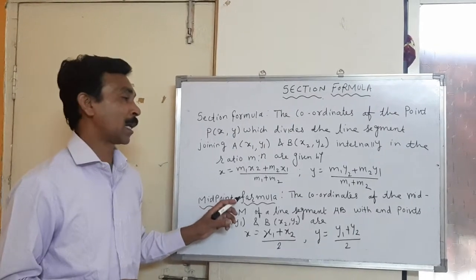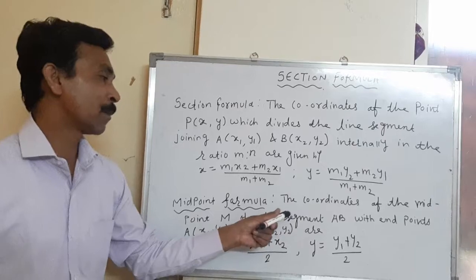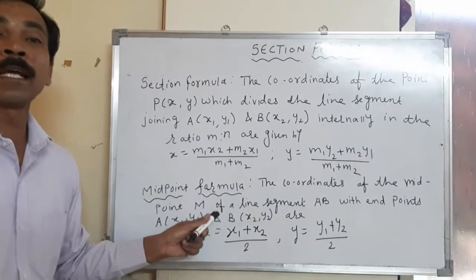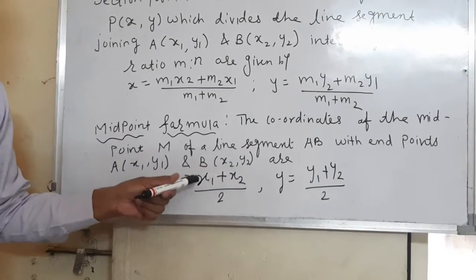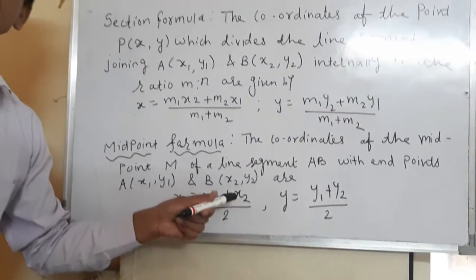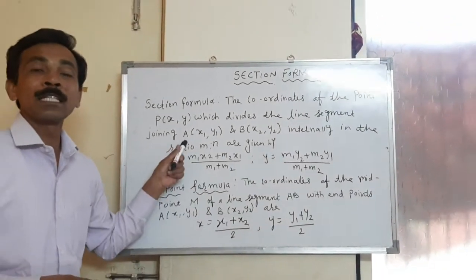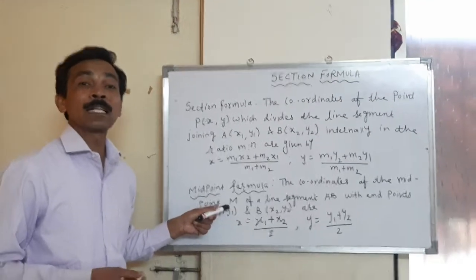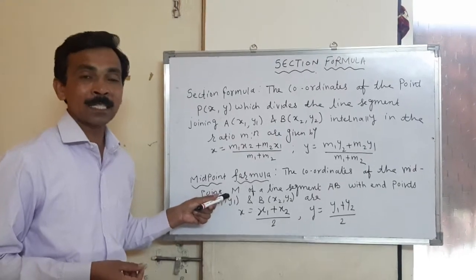Then the midpoint formula. The coordinates of the midpoint M of a line segment AB with endpoints A(x1, y1) and B(x2, y2) is given by x is equal to (x1 plus x2) upon 2, y is equal to (y1 plus y2) upon 2. Now, how these formulae are used, we'll see when we start solving the examples of this exercise.